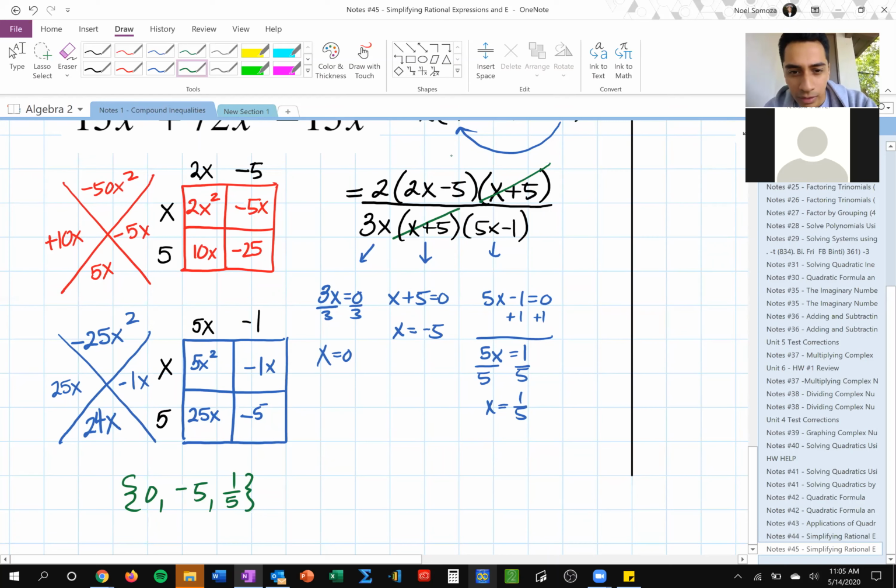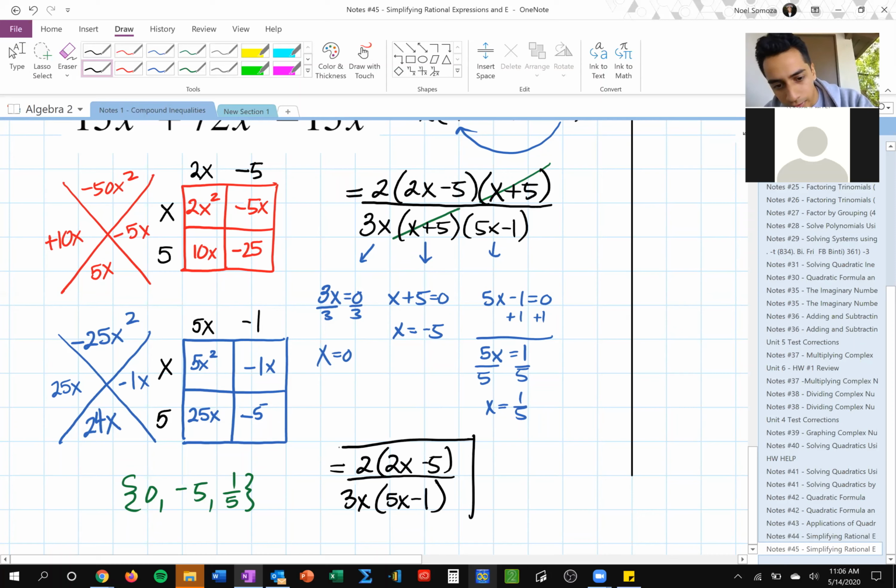Everything else is uncommon. So we can go ahead and bring down our final expression as 2 times 2x minus 5 all over 3x times 5x minus 1. And there is our final expression.